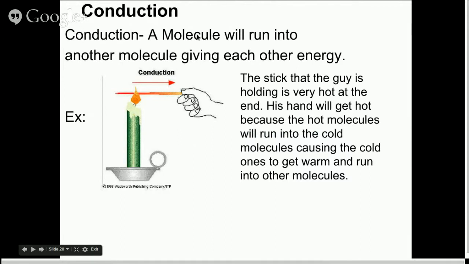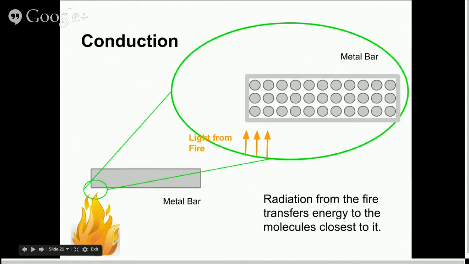All right, next type of heat transfer is conduction. This is in solids. When one molecule runs into another molecule, giving it energy. So this guy's holding a stick with a candle. Right above the stick, it's really hot, and then these molecules bump into each other and slowly heat up the rest of the stick that he's holding.